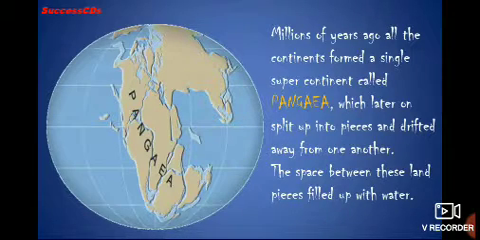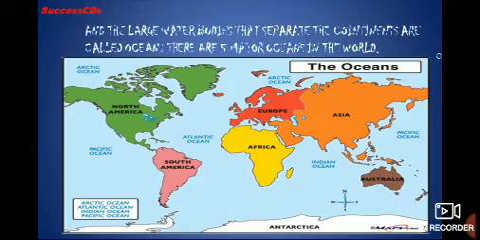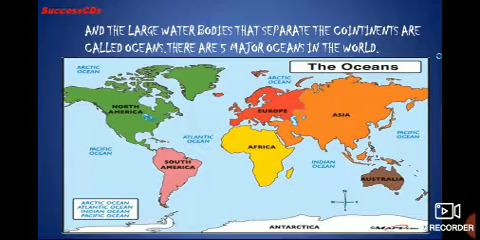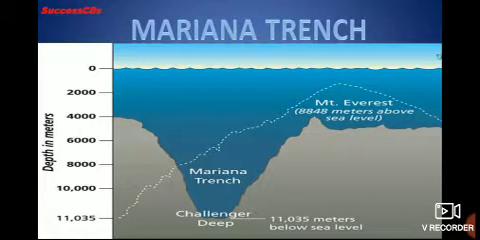The space between these land pieces filled up with water, and the large water bodies that separate the continents are called oceans. There are 5 major oceans in the world: the Arctic Ocean, the Atlantic Ocean, the Indian Ocean, Pacific Ocean, and Antarctic Ocean. The world's deepest trench lies in the Pacific Ocean and is called the Mariana Trench. You know, if Mount Everest was dropped into the Mariana Trench, then its peak would nearly be 2,000 meters underwater.